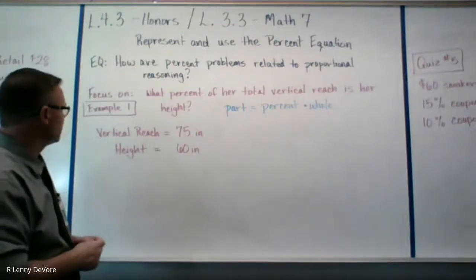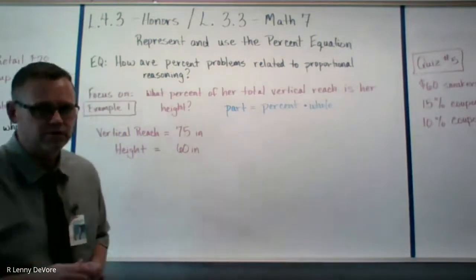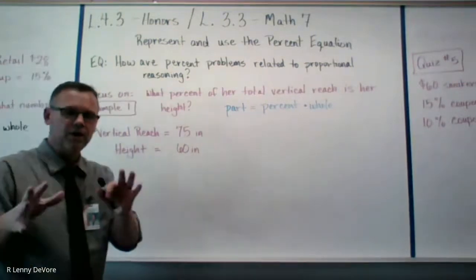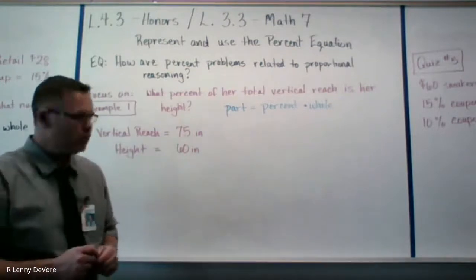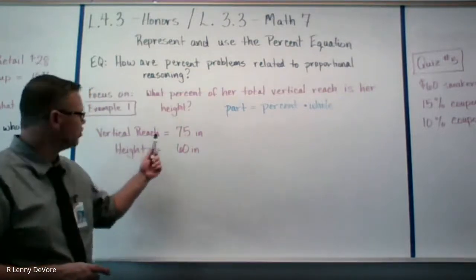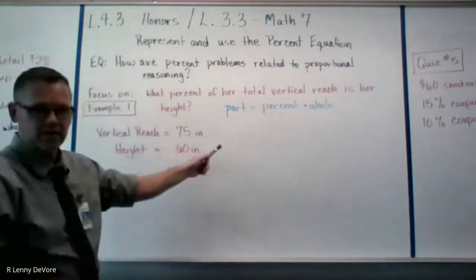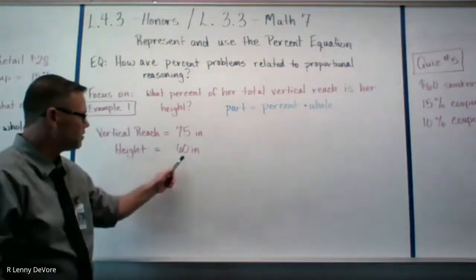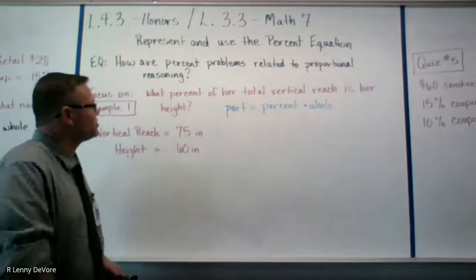Okay, so in the first example that we had, it can be quite confusing depending on how you're looking at it. I think the way they explained it is really confusing, so I'm going to break it down. What they're saying is the lady in the vertical reach, so if she reaches up her hands, her vertical reach is 75 inches. Her actual height is 60 inches. And they want to know what percent.